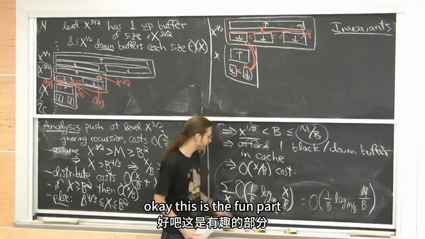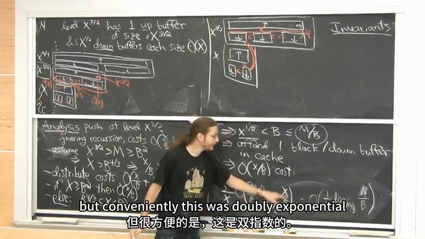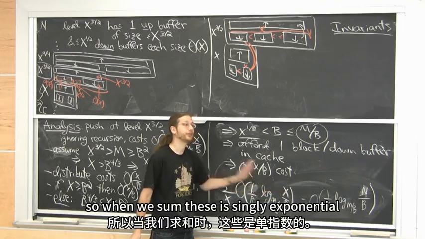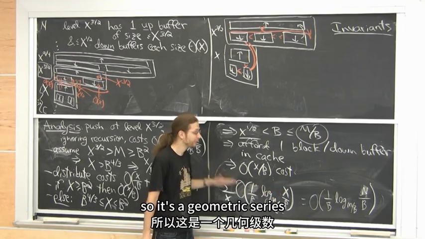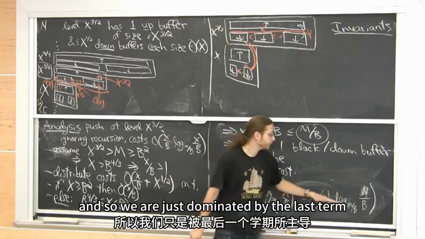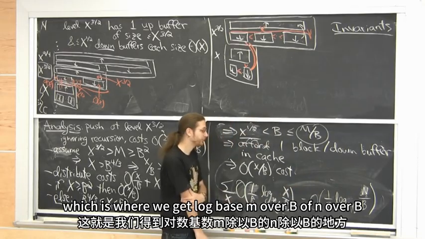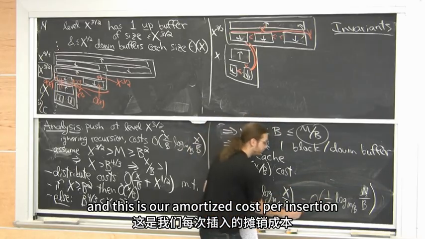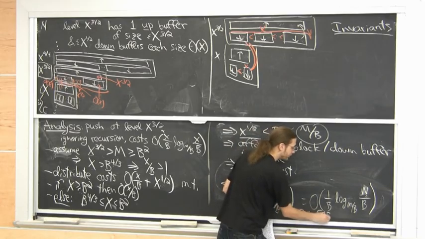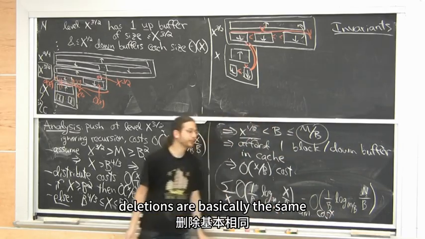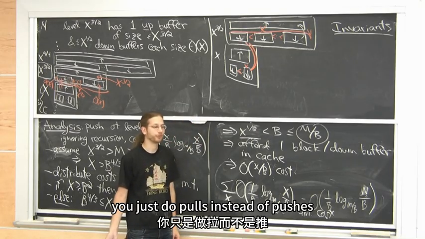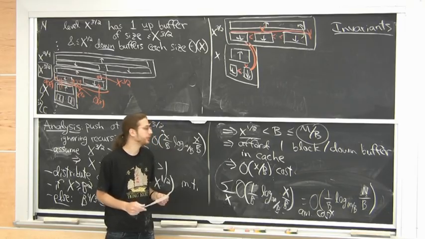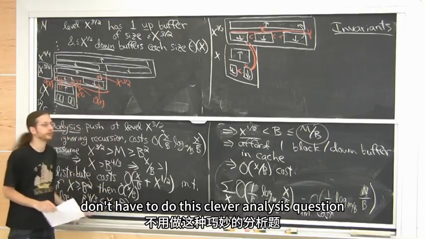Okay, this is the fun part. We're taking logs here, but conveniently this was doubly exponential growing, the x over B. So when we sum these, it's singly exponential, so it's a geometric series. And so we are just dominated by the last term, which is where we get log base M over B of N over B. And this is our amortized cost per insertion. Deletions are basically the same. You just do pulls instead of pushes, and you have sort of the reverse of a distribution step. In some ways, even simpler. You don't have to do this clever analysis.